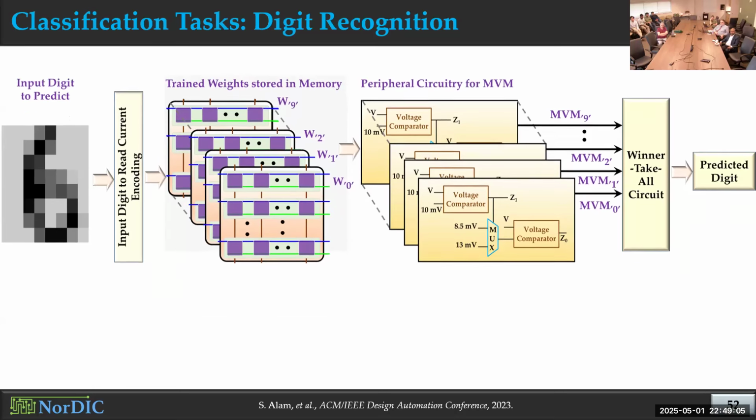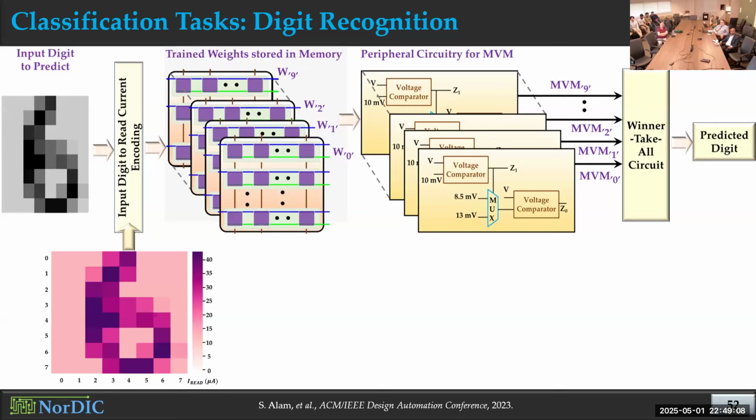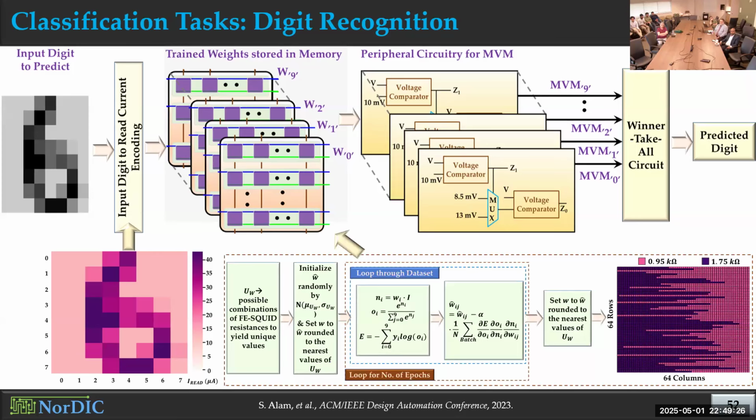We first perform the handwritten digit recognition, where we encoded the input digit with different levels of read currents. Again, here we could optimize this encoding as much as we wanted because we have that separate read-write path capability. We don't have any mutual conflict here between the read and write operation. And then we did the training operation to generate the weights to classify different digits. And we applied this constraint that when we generate these weights, they must be in terms of 2 resistance states that we get from the ferroelectric material, the ferroelectric SQUID device, so that we can store those weights directly in the memory array. And then using this peripheral circuitry and also the winner-takes-all circuit, we could predict the digit here.